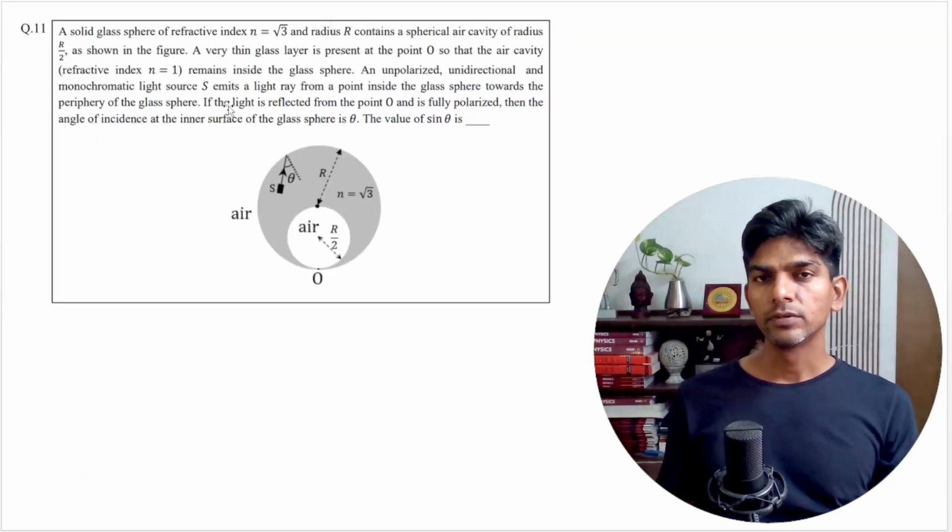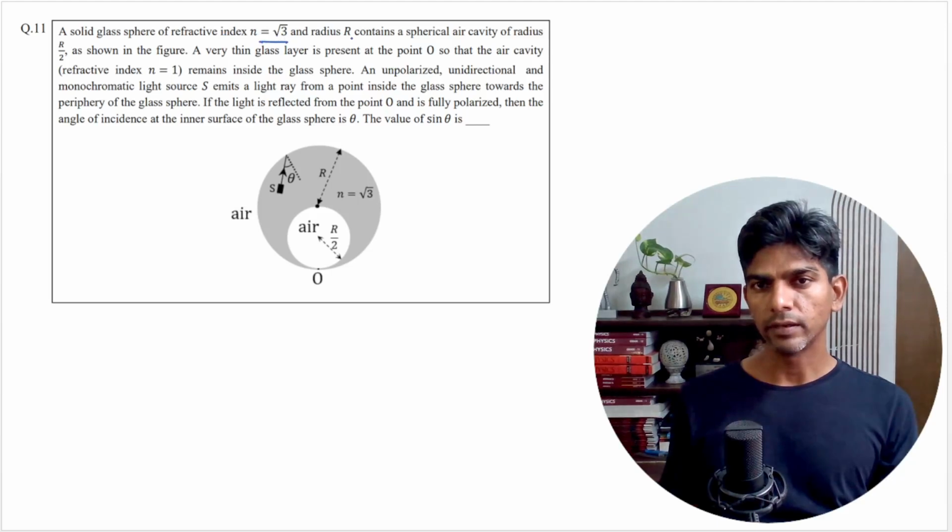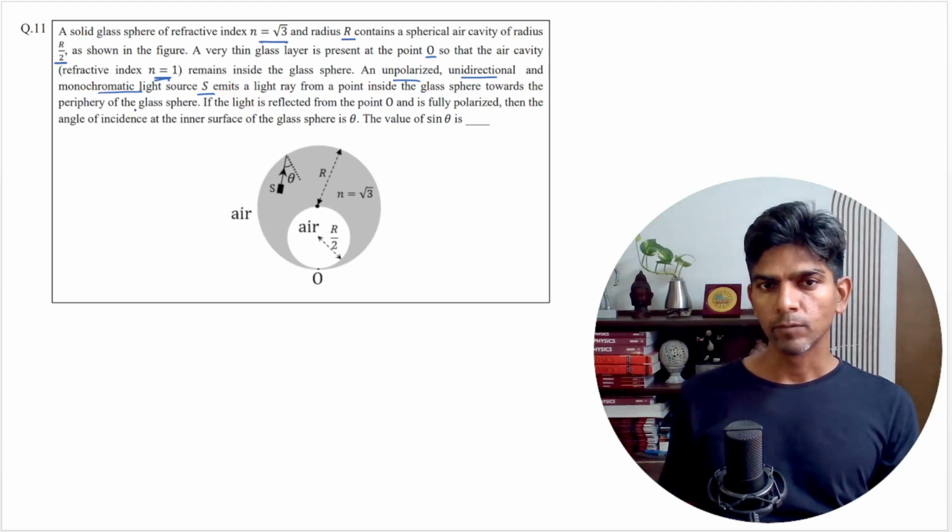So this is question 11 of JEE Advanced 2025 paper 1. So let us read the question first. A solid glass sphere of refractive index root 3 and radius capital R contains a spherical air cavity of radius R by 2 as shown in the figure. A very thin glass layer is present at the point O, so that the air cavity of refractive index 1 remains inside the glass sphere. An unpolarized, unidirectional and monochromatic light source S emits a light ray from a point inside the glass sphere towards the periphery of the glass sphere.